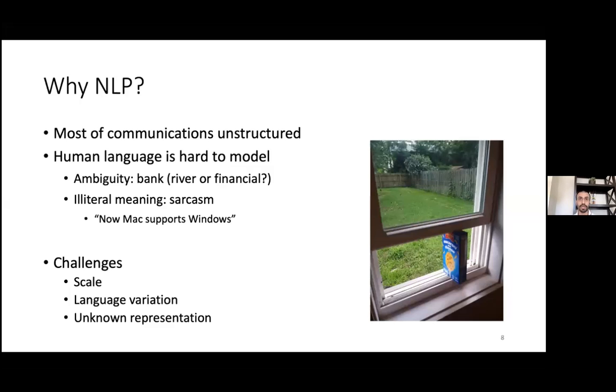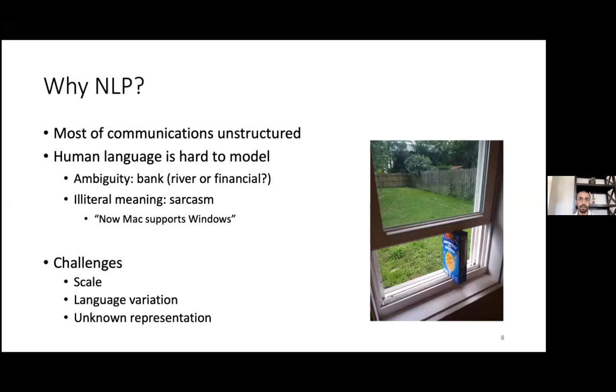Also, people sometimes express things without meaning the literal meaning. So sometimes they are being sarcastic. They don't exactly mean what they say. So here's an example: when you say "now Mac supports Windows," and people associate it with this meme, which is macaroni and cheese cereal supporting actual Windows. So they are being sarcastic here. They don't really mean that. They mean something else. And there are lots of challenges in the NLP field.